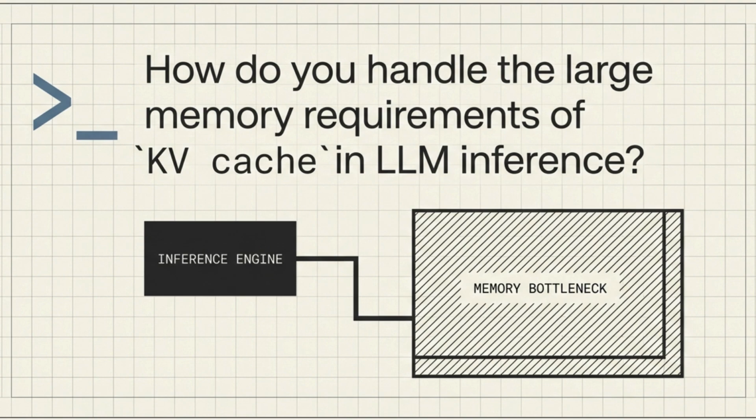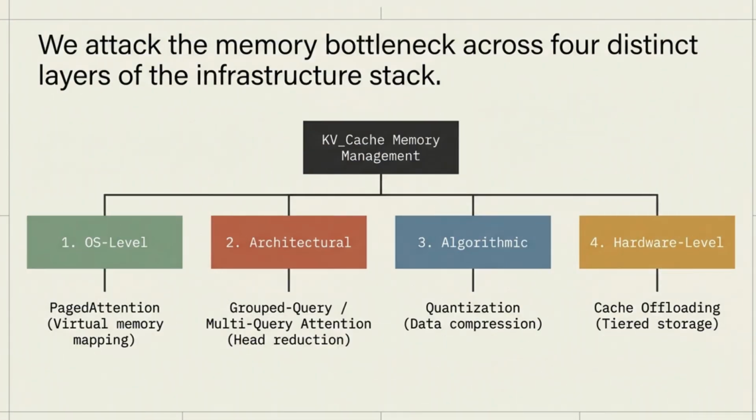So here's the full picture. We attack KV cache memory at 4 distinct levels simultaneously. OS level, paged attention, virtual memory mapping. Architecture level, GQA and MQA, head reduction. Algorithm level, quantization, data compression. Hardware level, cache offloading, tiered storage.